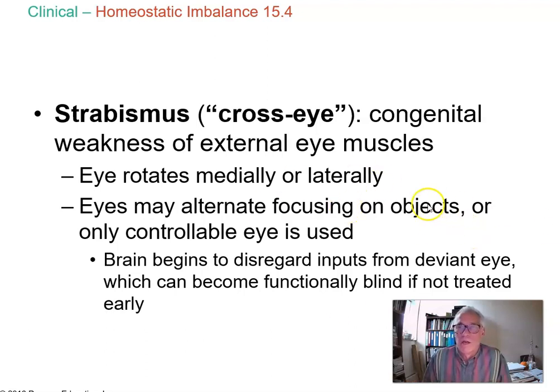Oftentimes, if you're in conversation with someone with strabismus, you'll notice that maybe they will shift from eye to eye, whichever eye is the one that they're going to pay attention to, the part of the field of view that they're looking at. In childhood, if there's this problem, sometimes one of the eyes will just become permanently disregarded by the brain because it's easier just to always go to one eye and use that as the input for visual perception. But the problem is, eventually that other eye may become essentially blind. Your brain no longer pays any attention to it.